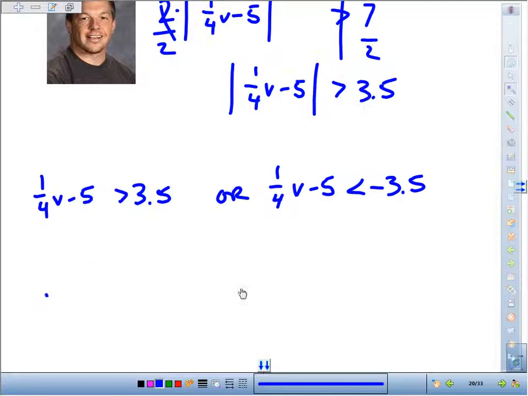So in both cases we have to fence post. We'd add 5 first. So here we get 1/4 v is greater than 8.5. Here if we added 5 to both sides we'd get 5 minus 3.5 is 1.5.